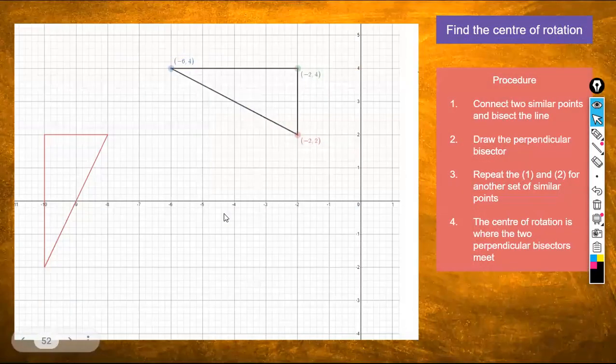All right, so do me a favor, right? You're going to have to take down some notes here. We're going to have to find the center of rotation in this question. The question will come exactly like this in the exam, if it were to come, right?